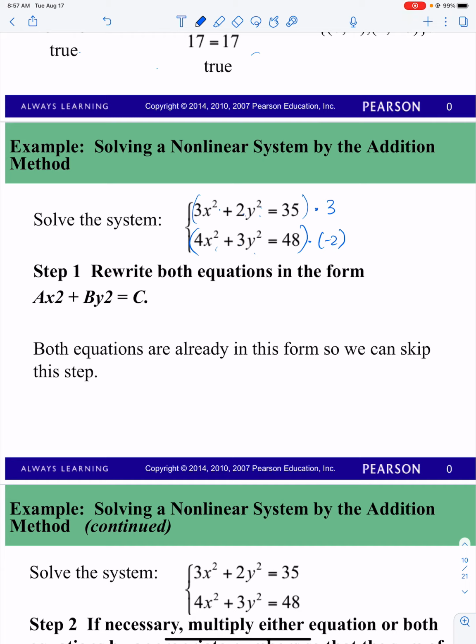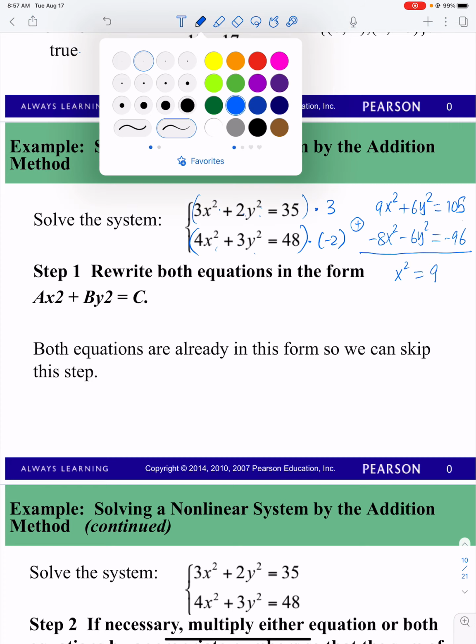So what will you get? 9x squared plus 6y squared equal to 105, and then negative 8x squared minus 6y squared equal to negative 96. Then what will you do? You add them. Okay, so what do you have? x squared equal to 9.